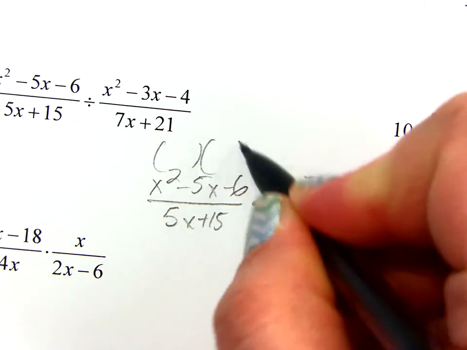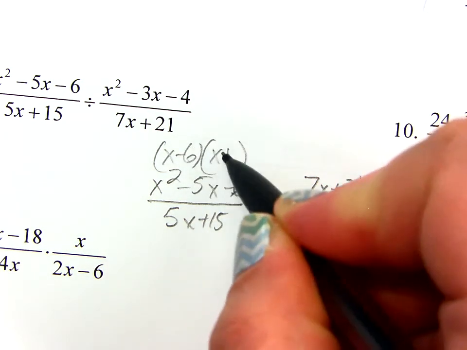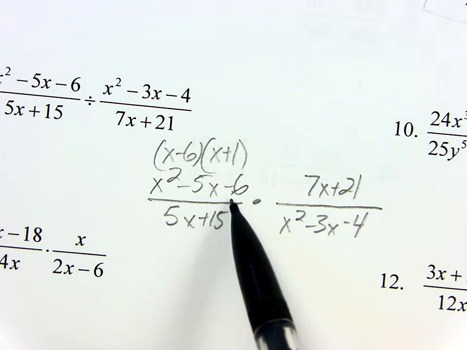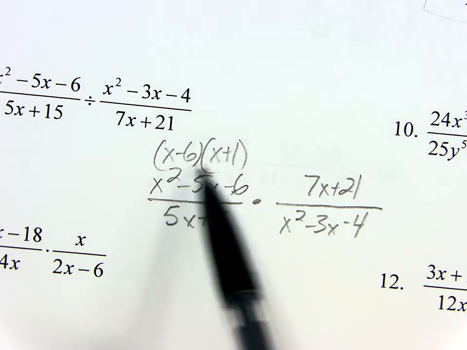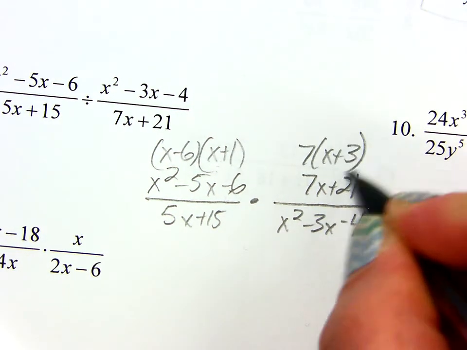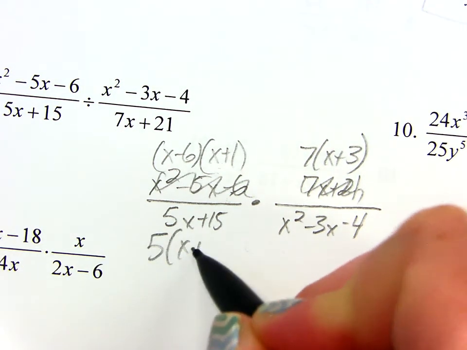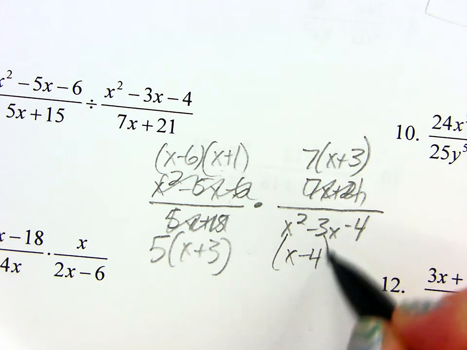Now I can factor. Be careful on this one. Make sure you have x minus 6 and an x plus 1. Not an x minus 2 and x minus 3. Because negative 2 and negative 3 multiplied would be a positive 6, and you need a negative. So that's a common mistake. So make sure you have those two factors. Here I can take out a 7. Down here take out a 5. And the last one, x minus 4 and x plus 1.